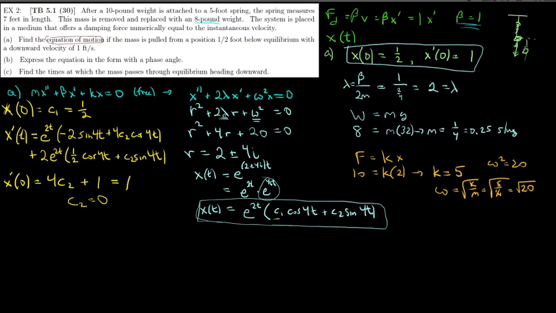E to the 2t. Okay. All right. I think I got it. Negative b, right? B is 4 here. Yep, there we go. Negative 2 plus or minus 4i. Okay, that makes all the difference in the world. This is negative e to the negative 2t. Yep.